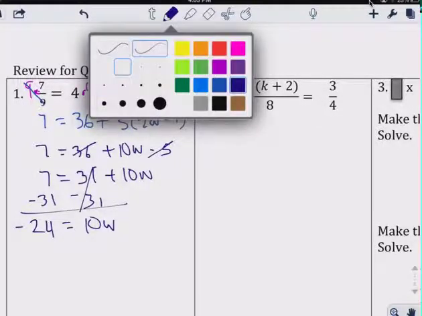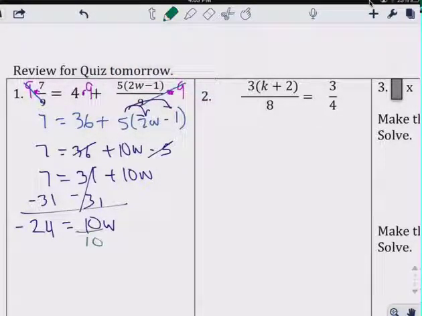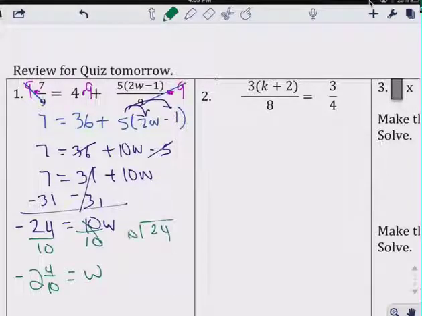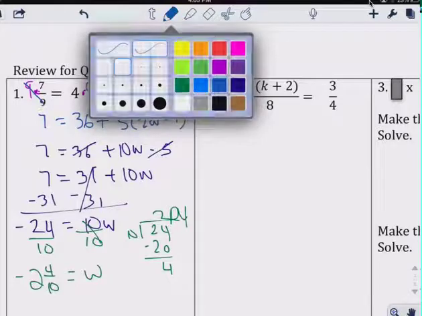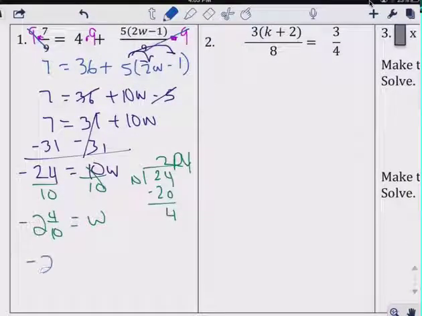We divide last. Divide by 10. Okay. So you get w equals negative 2 with a remainder of 4 over 10. Right? 24 divided by 10 is 2. 20, subtract 4. That's how we get remainder 4. Reduce that. You should reduce this, negative 2, can divide by 2. So it's 2 over 5 equals w.